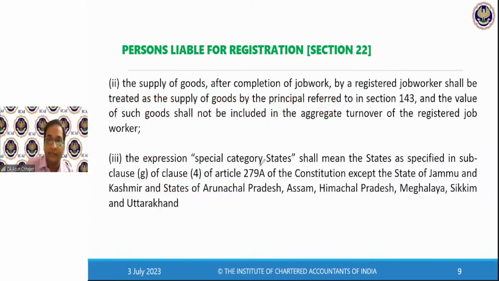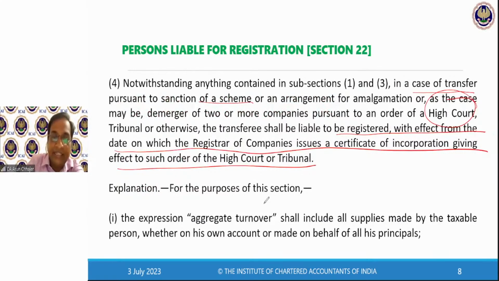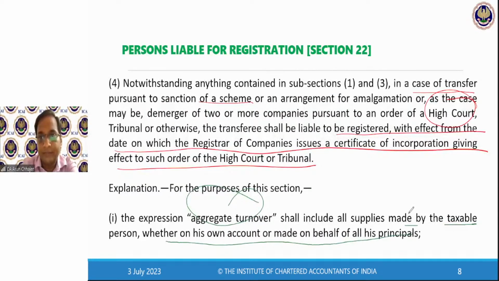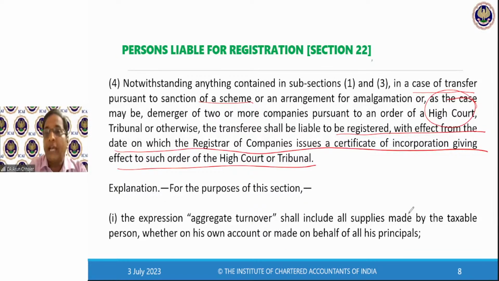Now, aggregate turnover shall include all supplies made by the taxable person, whether on his own account or on behalf of the principal. See, in the GST, we will discuss two types of the principal. One is principal and agent. One is principal and job worker.